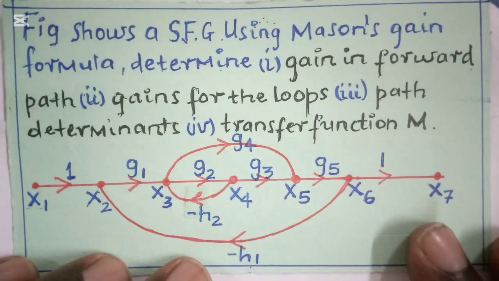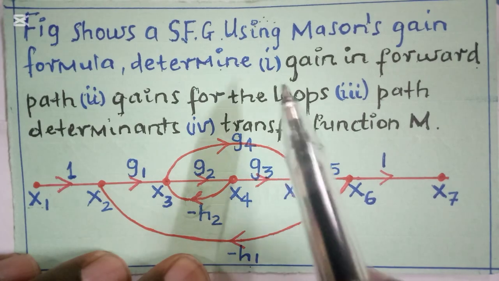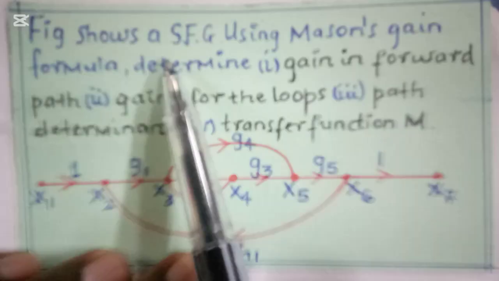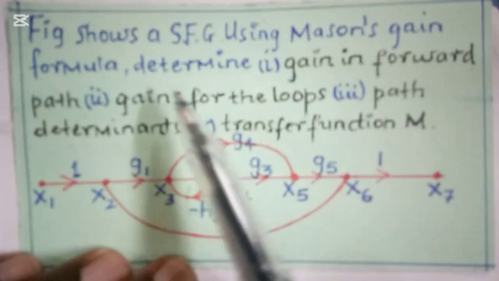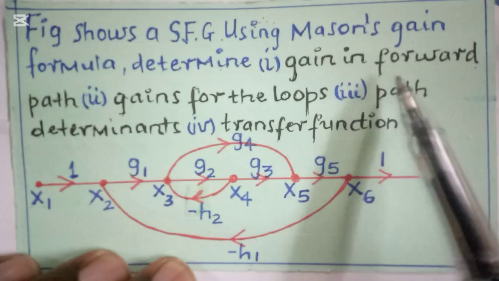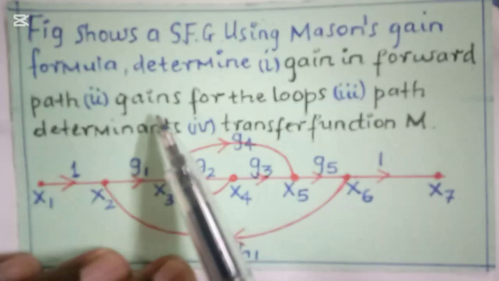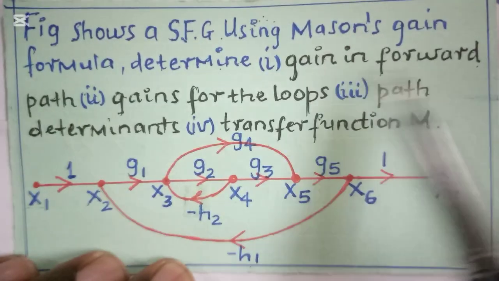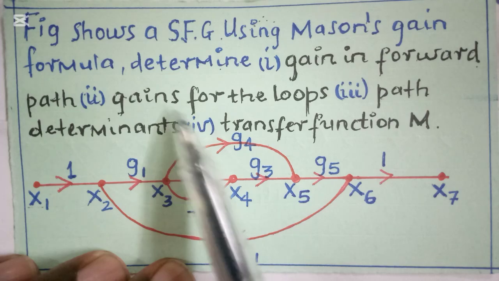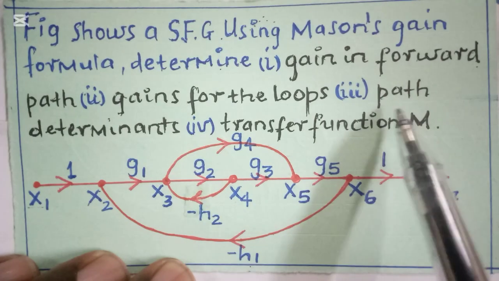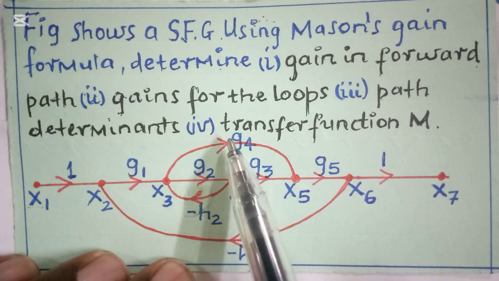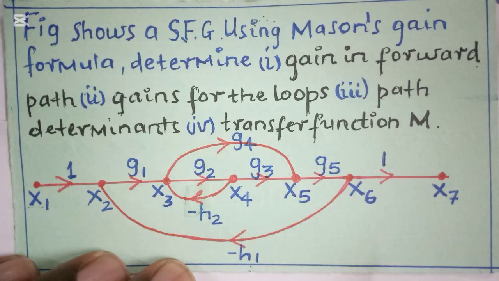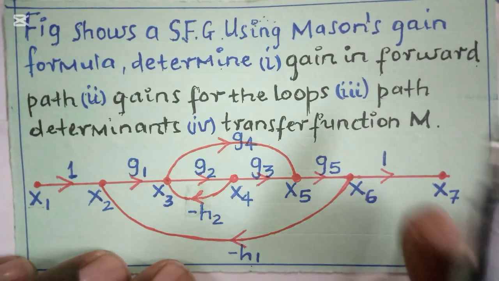Guys, we read the question and then we answer it. So I read, figure shows us a SFG, that is signal flow graph. Using Mason gain formula, determine the gain in forward path. Actually, they are supposed to be gains. And then gains for the loops. Then Roman 3, path determinant. Roman 4, transfer function. So guys, we start off.